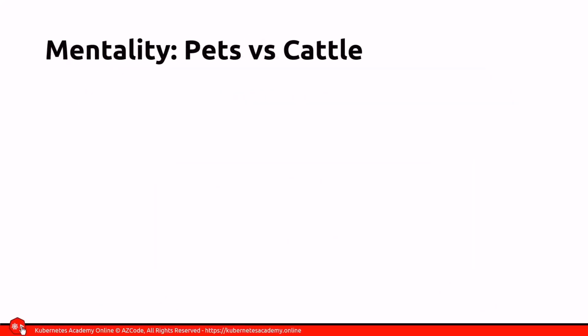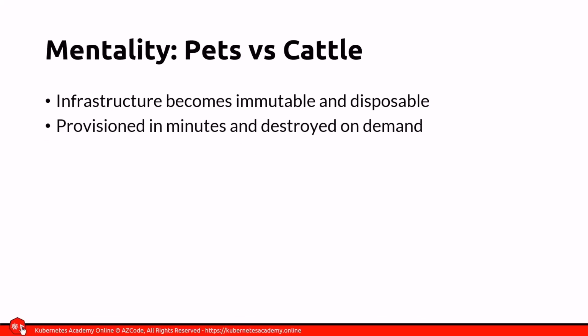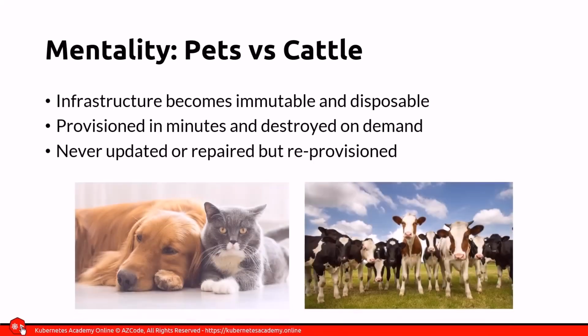With Cloud Native, we need to change mentalities. Infrastructure becomes immutable and disposable. It is provisioned in minutes and destroyed as fast. It is never updated, but it's replaced with newer versions. Traditionally, we would care about our virtual machines. We would patch the OS, update the apps. With containers, we create a newer version with the software updates, destroy the previous running ones, and replace them with the newer ones. So the containers that you'll run will be more like cattle than pets.